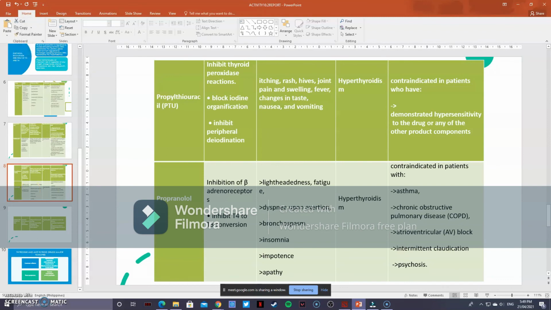Next drug is propranolol. It inhibits the beta adrenoreceptors and the peripheral thyroid hormone conversion. Its adverse effects are lightheadedness, fatigue, dyspnea upon exertion, bronchospasm, insomnia, impotence, and apathy. It is contraindicated in patients with asthma, COPD, atrioventricular block, intermittent claudication, and psychosis.